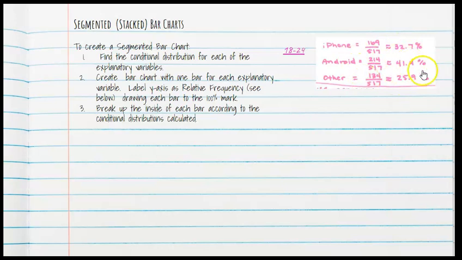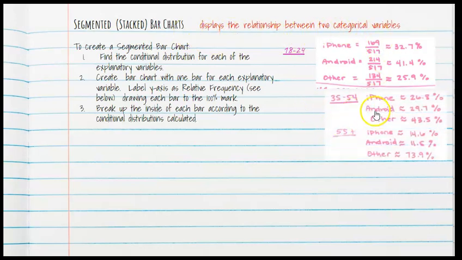So I just copied our data right here, our conditions that we found. But we're going to do it for each of the age groups, okay? So here's the definition: displays the relationship between two categorical variables. The next thing I'm showing you is I've done the same thing, the conditional distribution for the other two age groups. Okay, we walked it through for the 18 to 24-year-olds. Here's the other two age groups and their corresponding percentages.